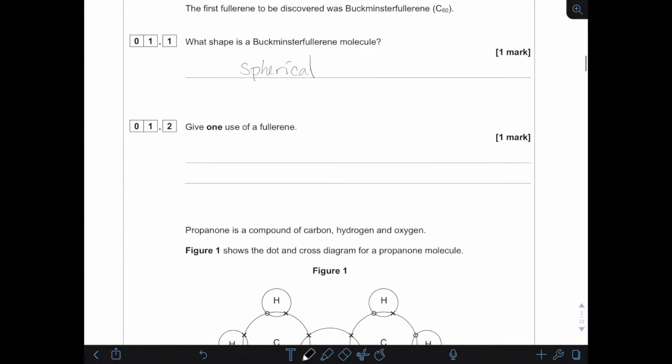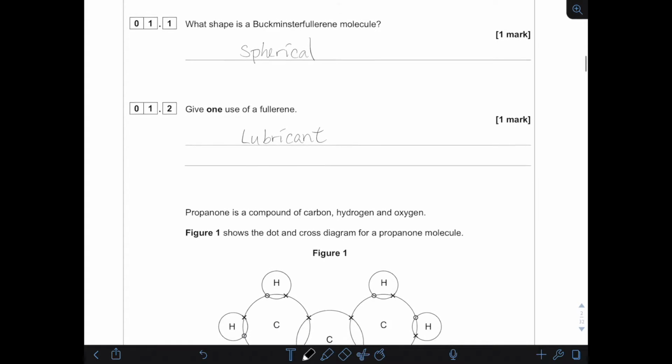Give one use of fullerene. So fullerenes are used depending on their structures. They have different uses. So one of the more common uses is as a lubricant. So spherical fullerenes like Buckminster fullerene can be used as lubricants in place of graphite, which is also a type of lubricant.